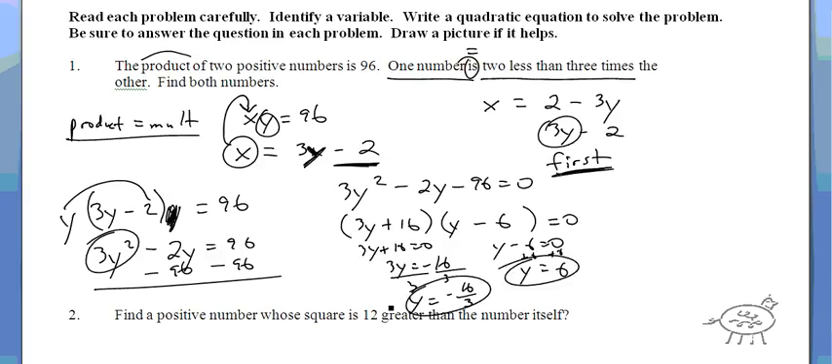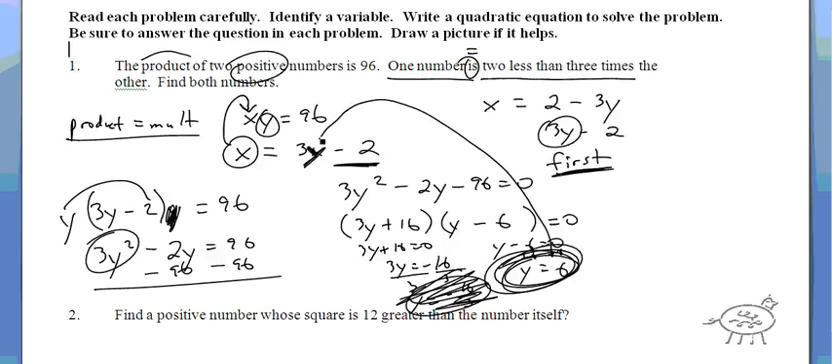So I got two answers here. Look what the problem says: find the product of two positive numbers. So this one's out of here. It's not even part of the answer. It's nasty, it's a fraction, it's negative. Very bad. So here it is: y equals 6. That's one of your answers. How do you find x?